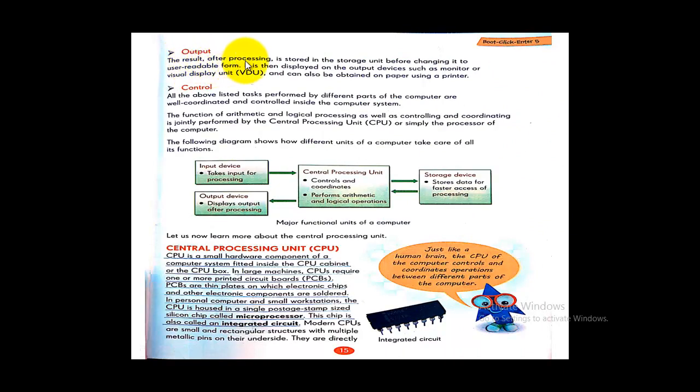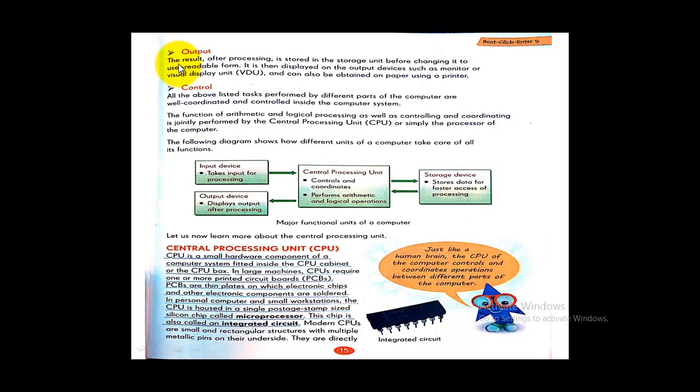Now we have already done the arithmetic and logical processing. The result after processing is stored in the storage unit before changing it to the user readable form. It is then displayed on the output devices such as monitor or visual display unit, that is VDU, and can also be obtained on paper using a printer.